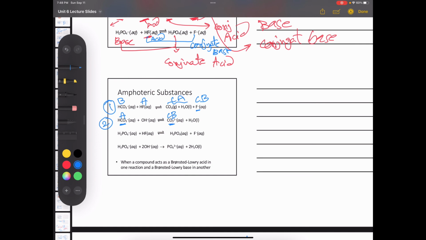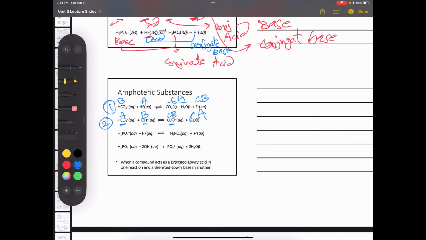On the other hand, you can look at the hydroxide. The hydroxide accepted that proton from the hydrogen carbonate. So this will be the base, or it is the base by process of elimination. If this one is the base, the water will be the conjugate acid.